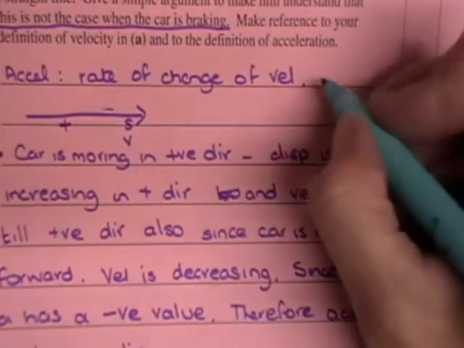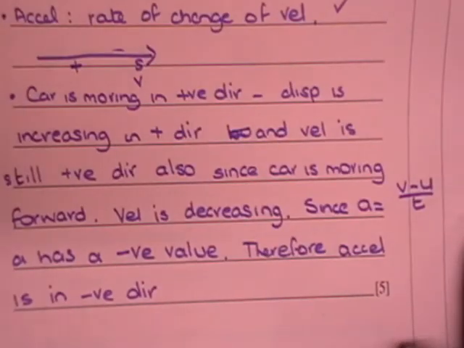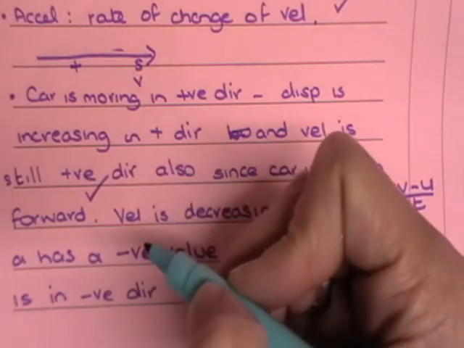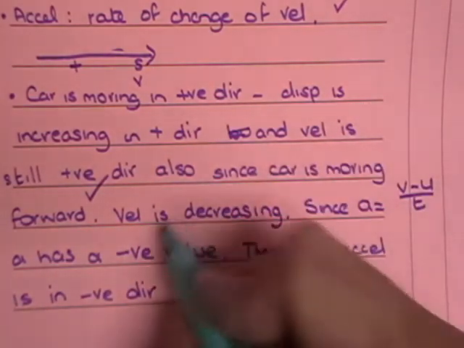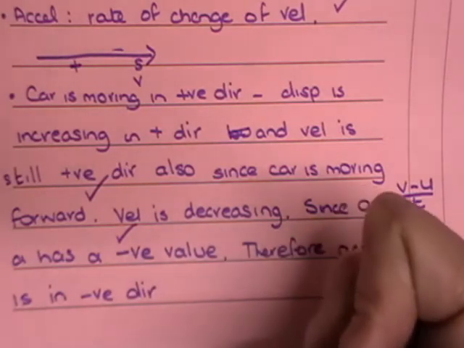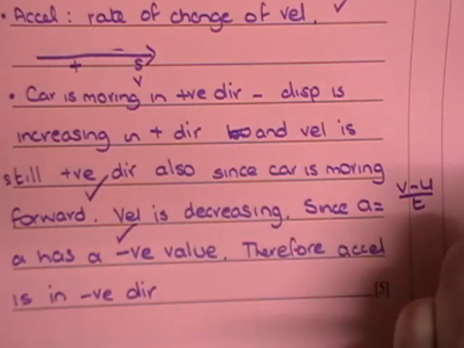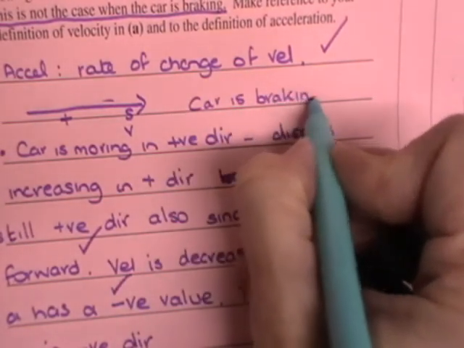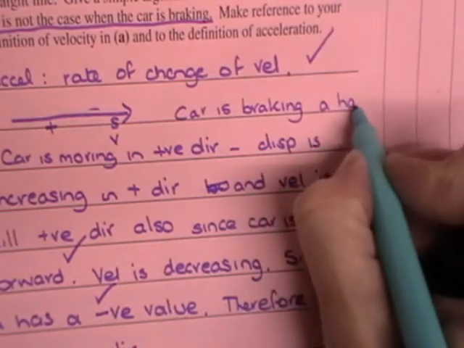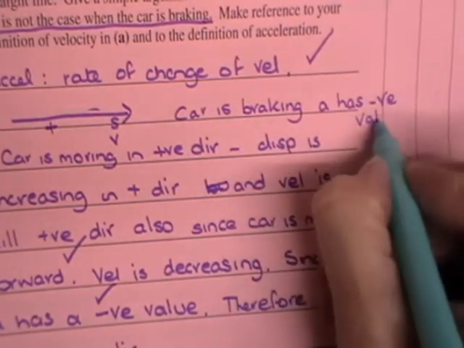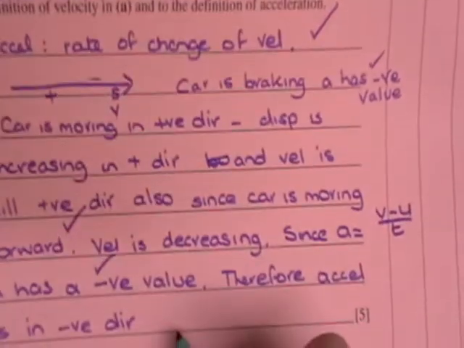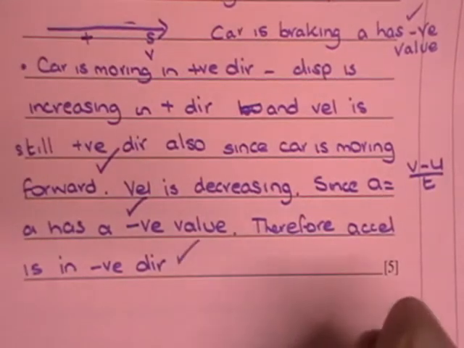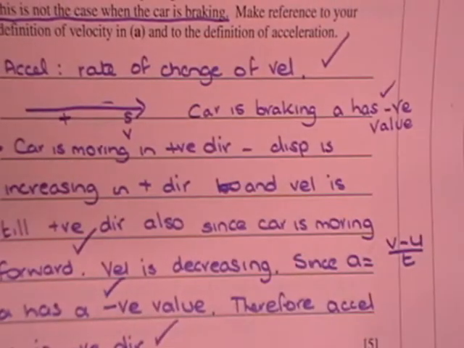So where do you get marks for that? You get a mark for saying the velocity is in a positive direction. You get a mark for saying when the car is braking, it has a negative value. I suppose I should have put that in there: so the car is braking, a has negative value. And then the last mark is for saying that therefore the acceleration is in a negative direction. So there's enough there to get you your 5 marks.